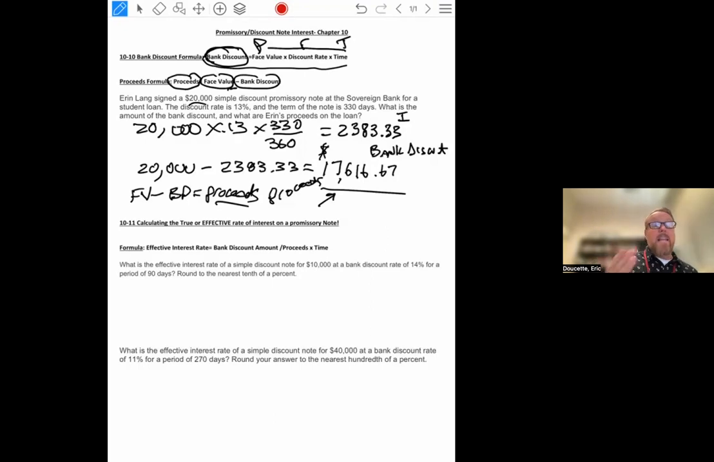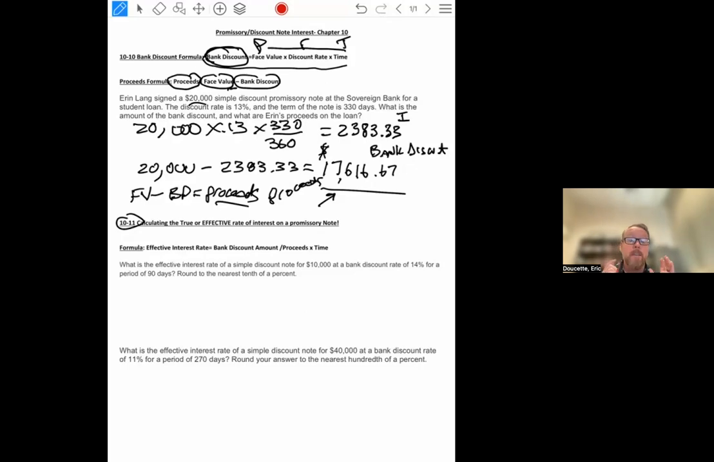Now, moving into the next section, 1011, we're going to calculate the true interest rate. Now, every loan that you take, every investment that you make, always gives you a posted rate. They'll say 6% or 8%. But when you do the math, you actually find that you either made a little bit more interest or paid a little bit more interest or a little less than what the stated amount said.